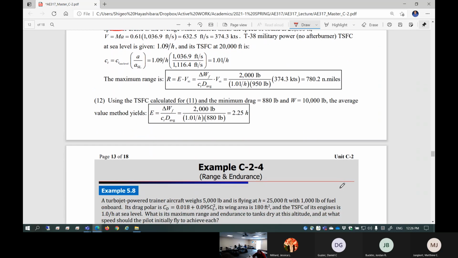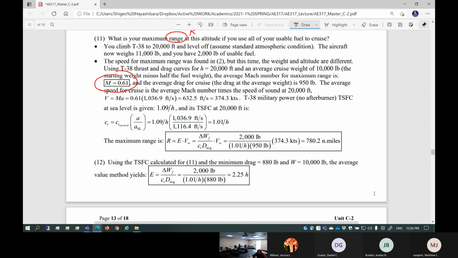And then maximum endurance. What is maximum endurance? This is question 11, right? It's right below it. What is the condition for that? 0.41? No, it's not. Would it be for minimum drag? That's minimum drag, that's right.